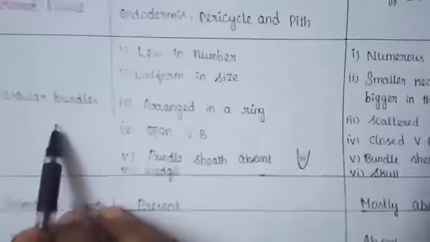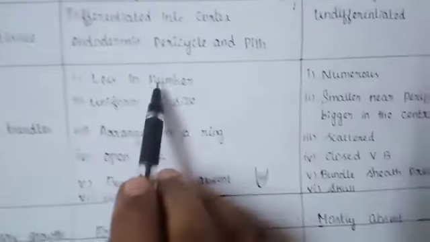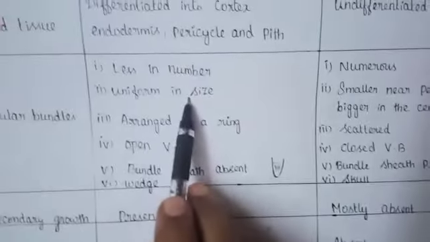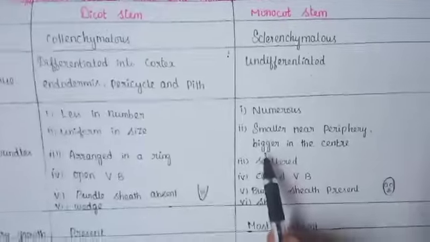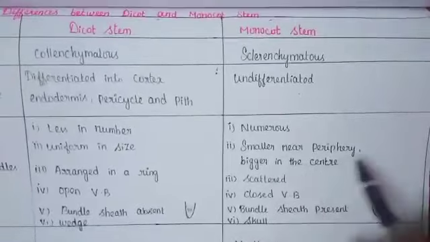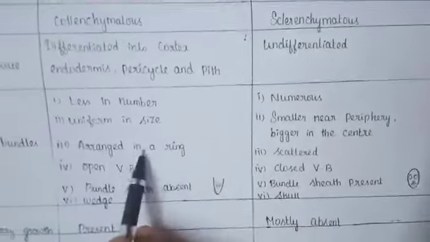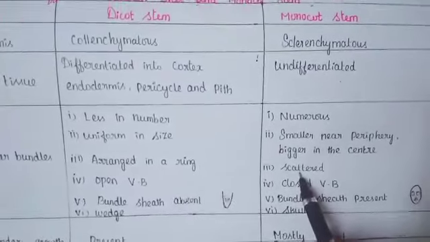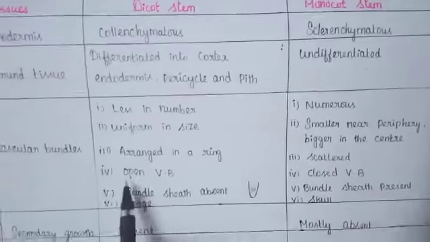Vascular bundles. A lesser number of vascular bundles is present in dicot stem. Numerous vascular bundles are present in monocot stem. Uniform in size. Smaller vascular bundles are present in the periphery region, which means the outer region, and bigger vascular bundles are present in the center. In dicot stem they are arranged in a ring. Here, in monocot stem, is the scattered arrangement of vascular bundles.